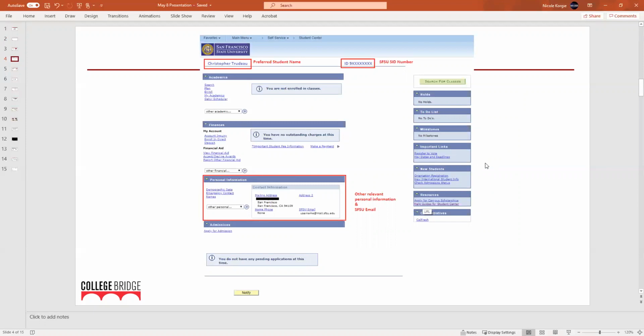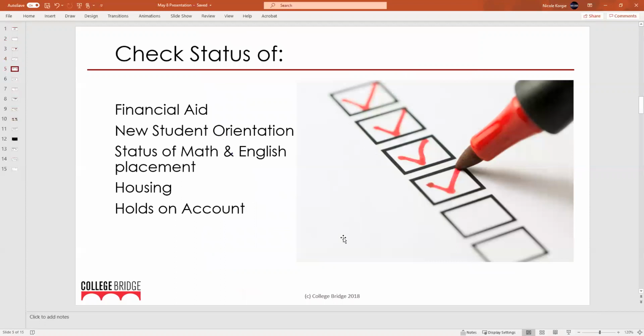So anyway, we're going to jump in and take a look at some of the things you should definitely be looking for and taking care of in your student portal right now, okay? Because you've committed, you're ready to go, and there are some things that you need to be on top of and make sure you don't miss any deadlines. Okay, so these are the things that we want to make sure that you are looking for. Financial aid, new student orientation, your status of your math and English placement for college, your housing, if that's applicable for you, and any holds on your account.